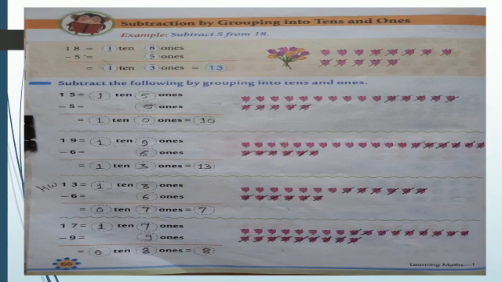Let's move to the next topic, that is subtraction by grouping into tens and ones. Yes, we have already learned that grouping into tens and ones in our addition section. Yes, so see the given example, that is 18 minus 5. Yes, we are going to see the solved example 18 minus 5.